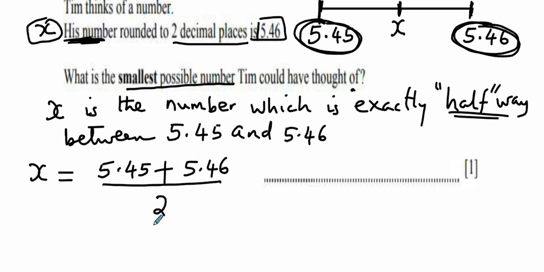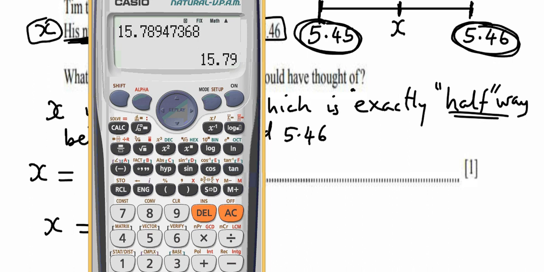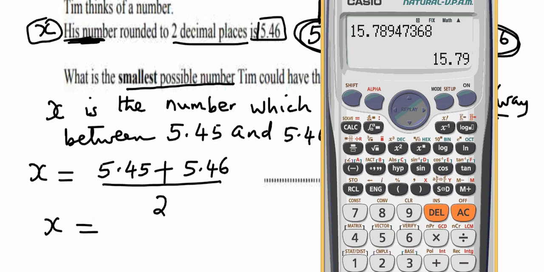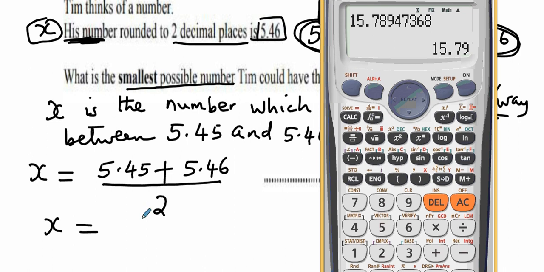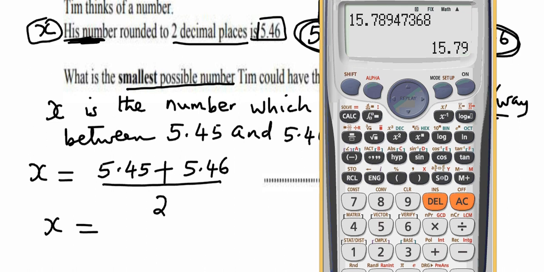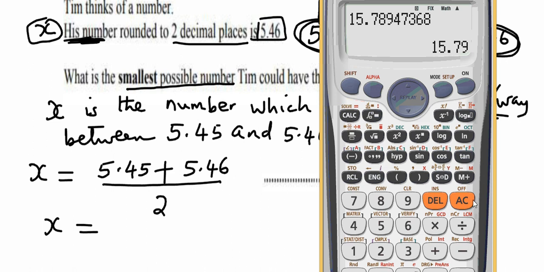Halfway means divide by 2. So what we do, you take a calculator. Using the calculators which you are used to, we work out the numerator, which is 5.45 plus 5.46. The answer you get, divide by 2.